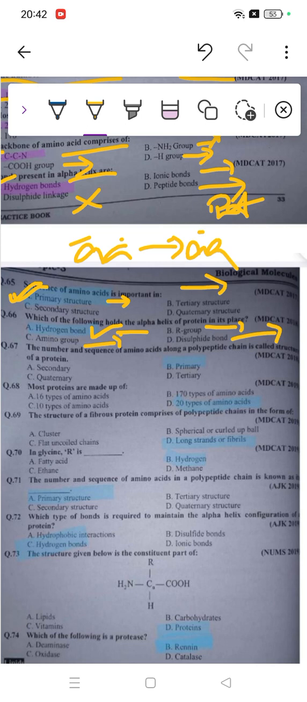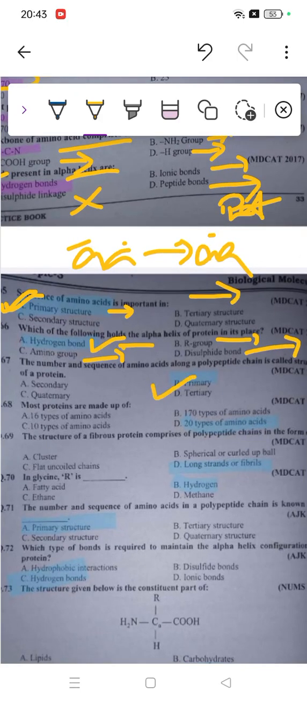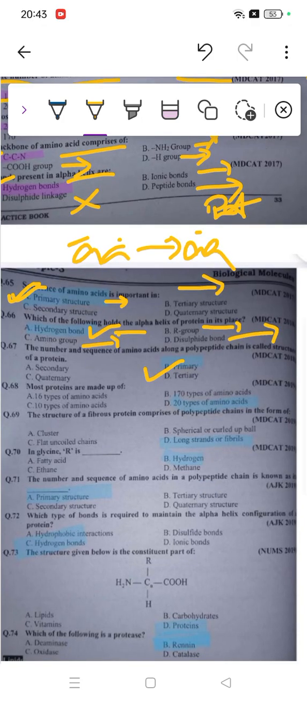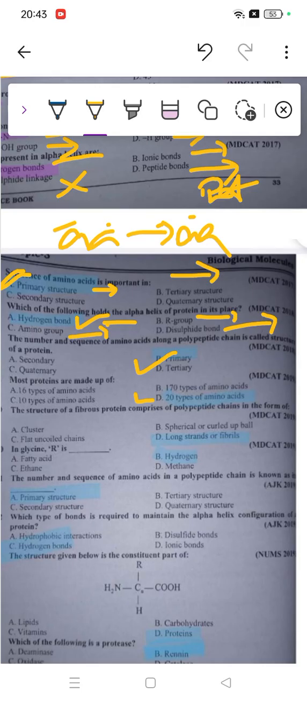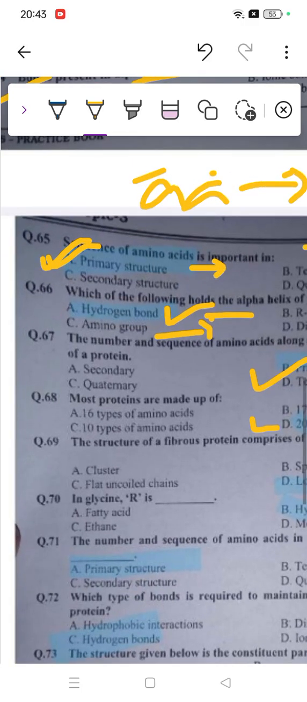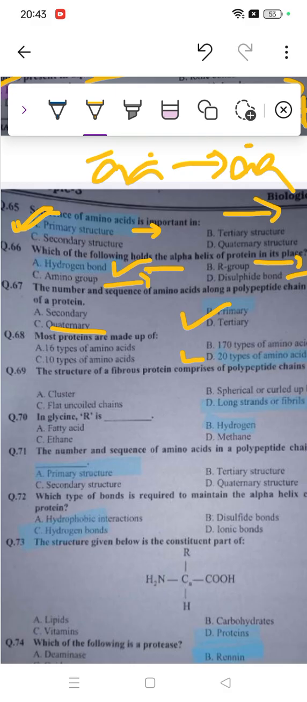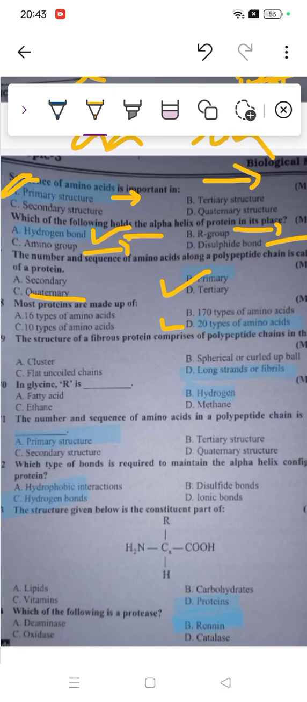The number and sequence of amino acid along a polypeptide chain is called the structure of protein. Sequence, we know primary. Most proteins are made up of, so we have 20 types of amino acids. Now here we cannot choose 170 just because they're asking about most proteins. They're asking what most proteins are made up of. So we know they are made up of 20 types of amino acid. However, in total we have 170 types, but here the right option is not that.